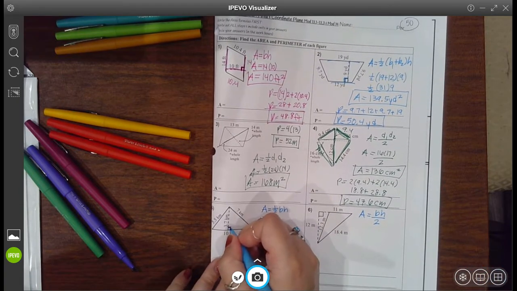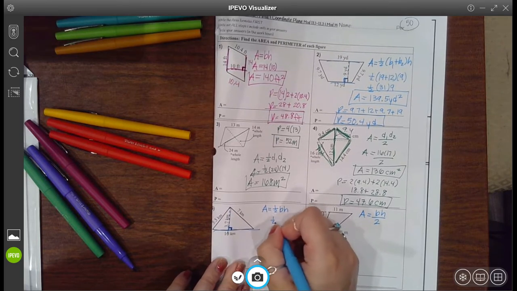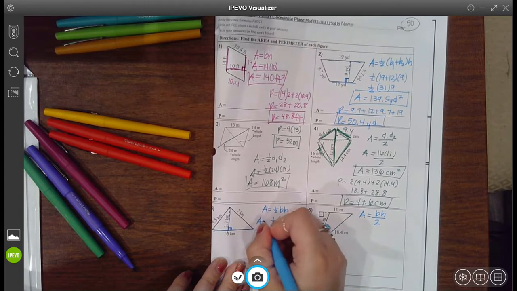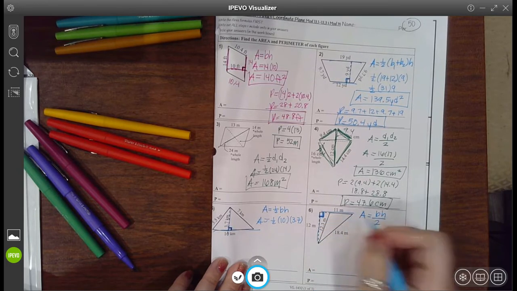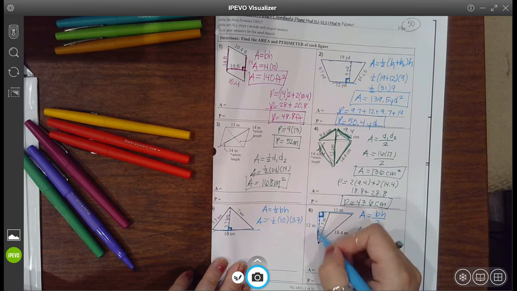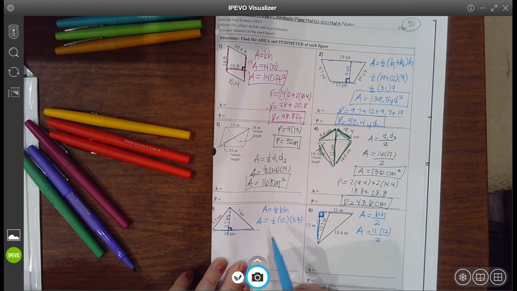Look for that little box. It connects your height to your base. So your base is 10 and your height is 3.7 for this one. And for this one right here, connects your height to your base. So your base is 11 and your height is right here, that 12. Okay, so go ahead and type that in.